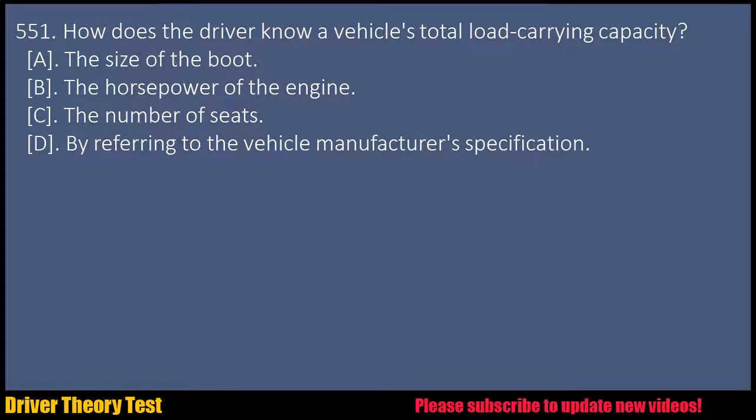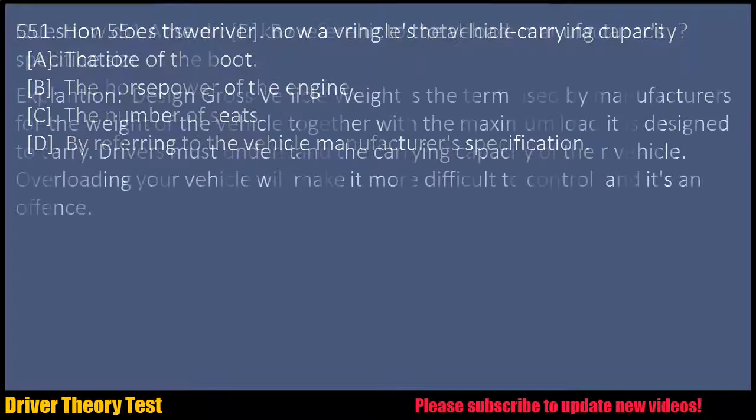Question 551. How does the driver know a vehicle's total load carrying capacity? A. The size of the boot. B. The horsepower of the engine. C. The number of seats. D. By referring to the vehicle manufacturer's specification.